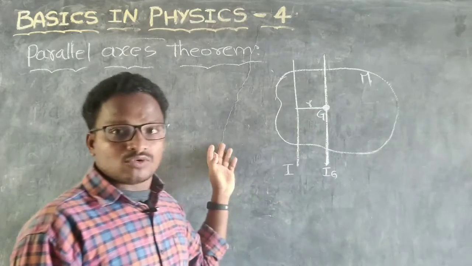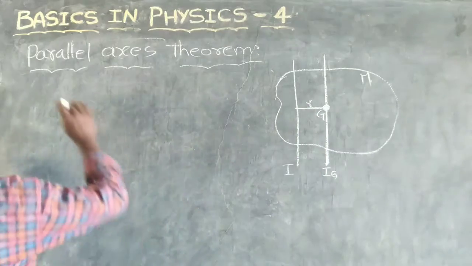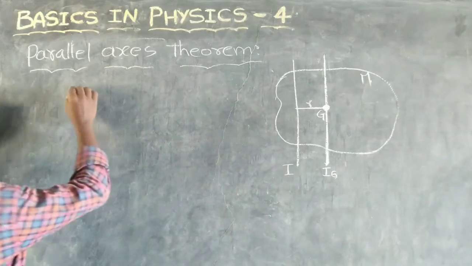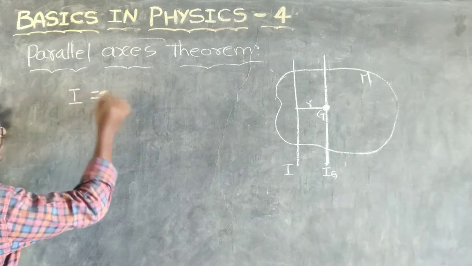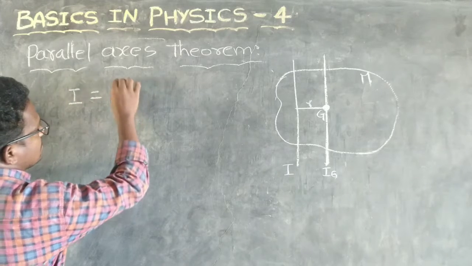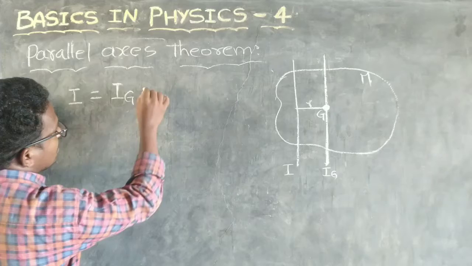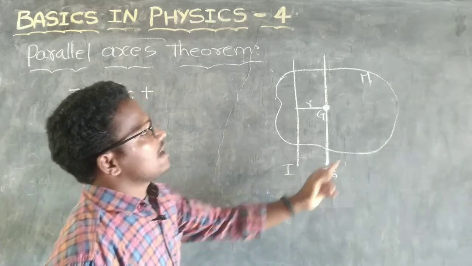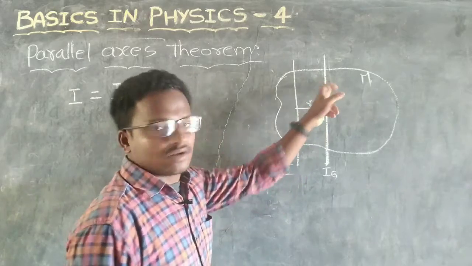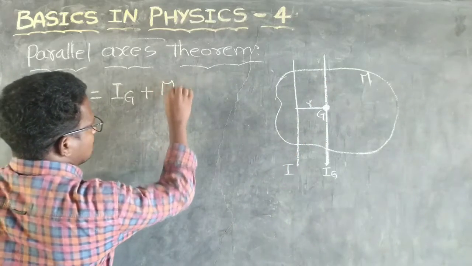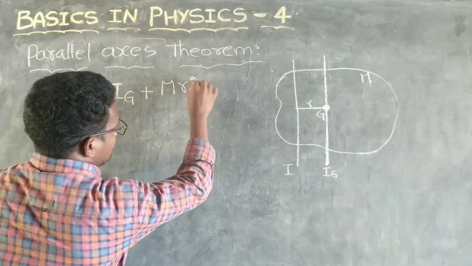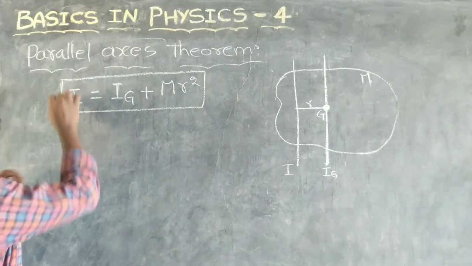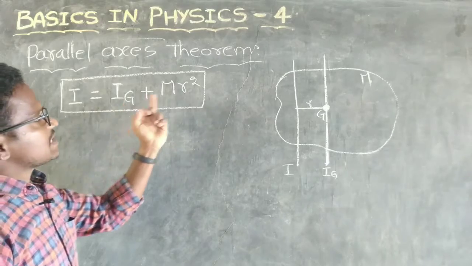Then how to write the definition? See, first I equal to, what is the formula? I equal to Iz plus mr square. Plus mr square. You understand? This is the formula: I equal to Iz plus mr square.